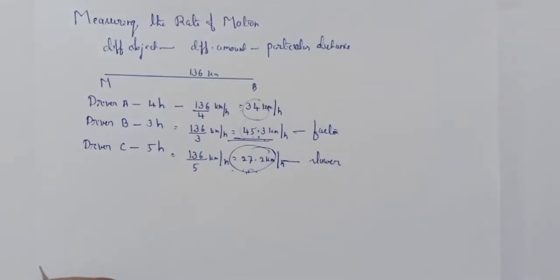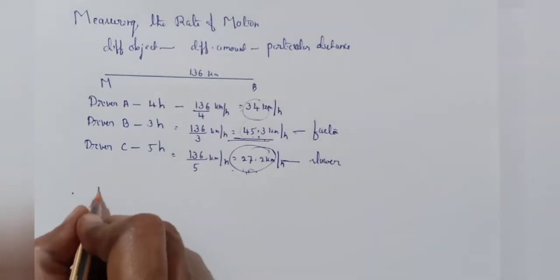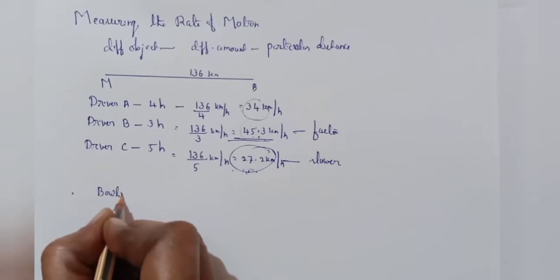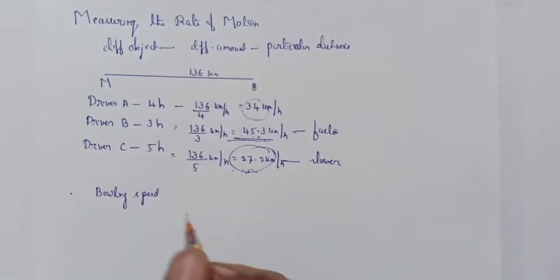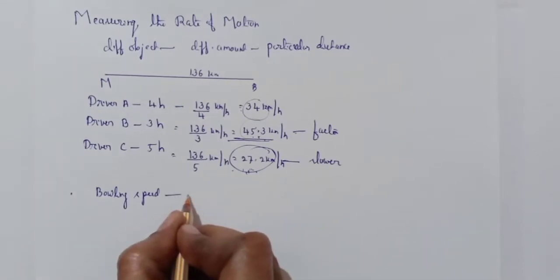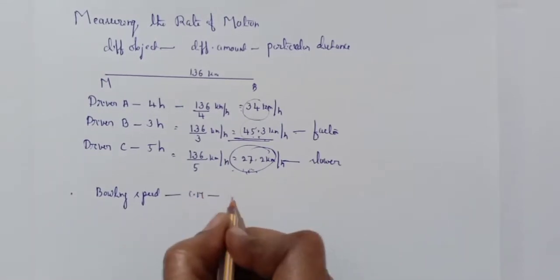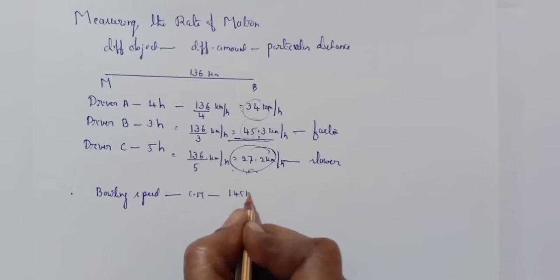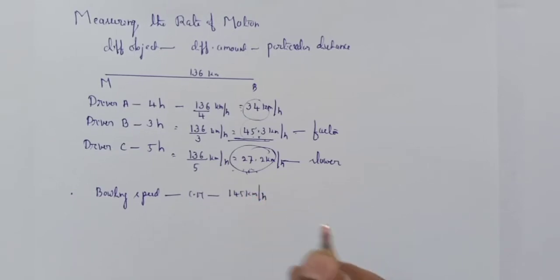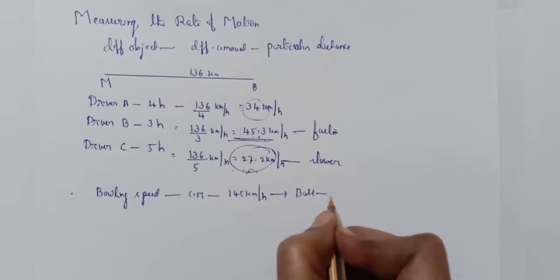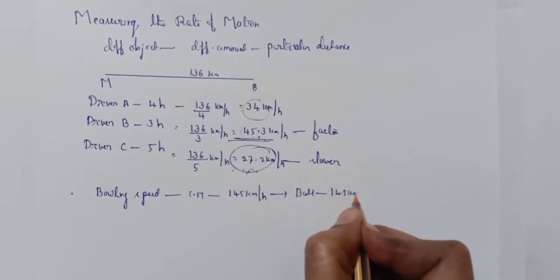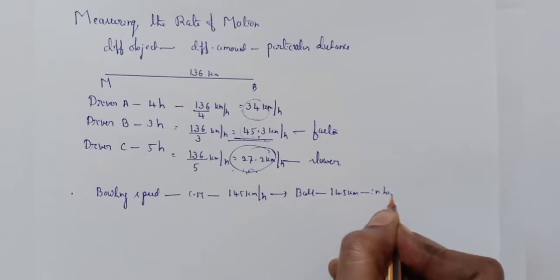Let us consider one more example. The bowling speed of a bowler in a cricket match is 145 kilometer per hour. It means the ball moves 145 kilometer in 1 hour.